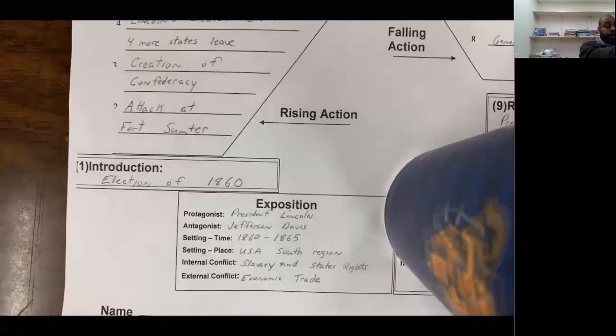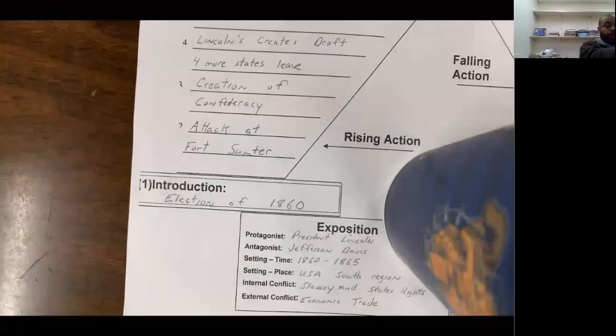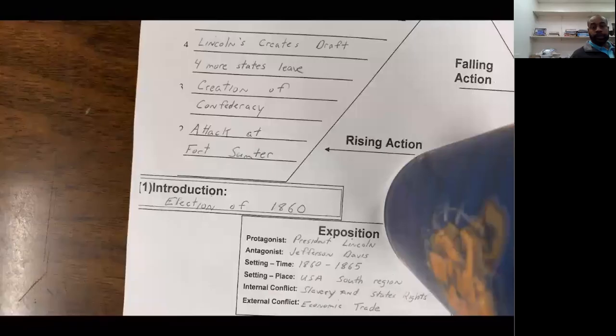So the first one that we want to talk about is the introduction. So I'm going to move this up right here so we can go through 1 through 4. Hopefully the lighting and everything is working out pretty well so you guys can see it. The first one is the election of 1860. This is where it starts.